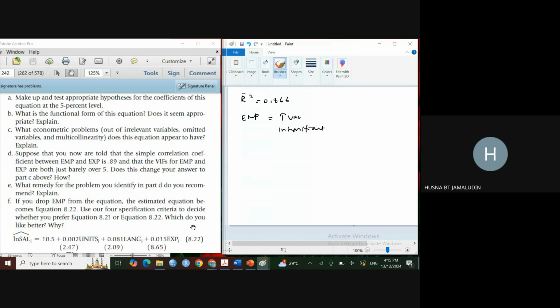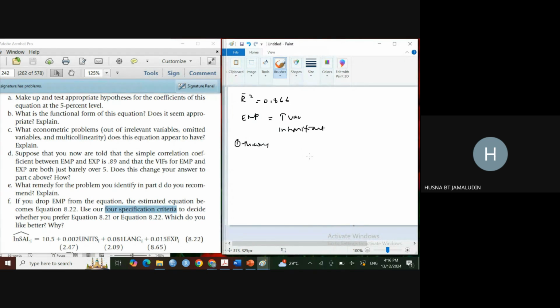But when you want to say which one do you like better, should you use the one that has EMP or the one that has no EMP? Remember, you cannot decide unless you are using specification criteria. Okay, so what does it say? One is the theory. What does the theory say about the EMP? Years of working.